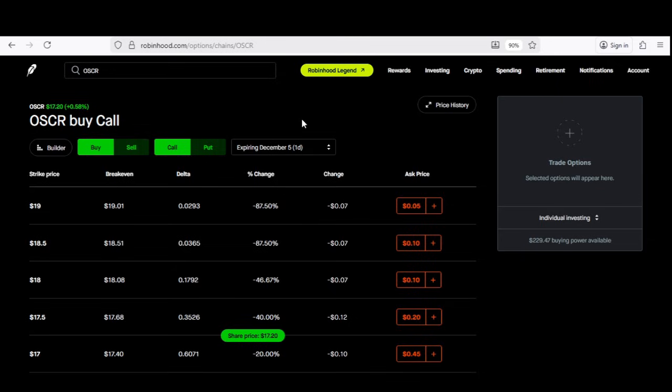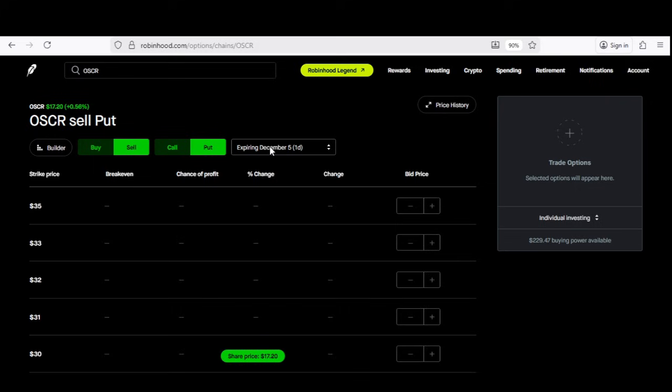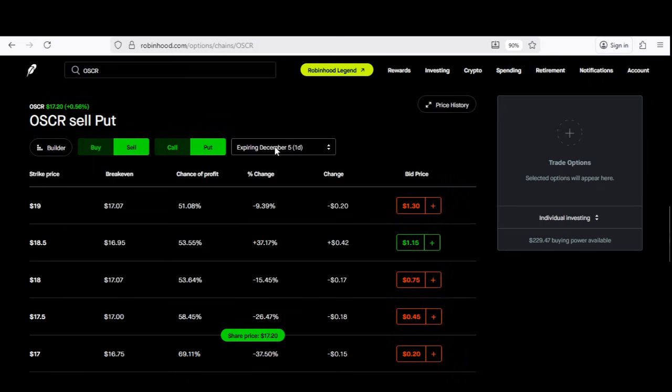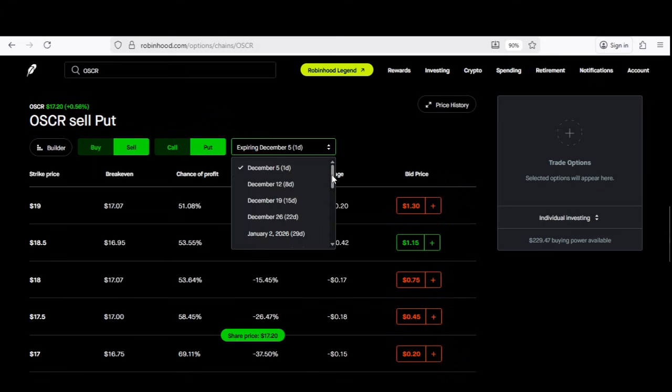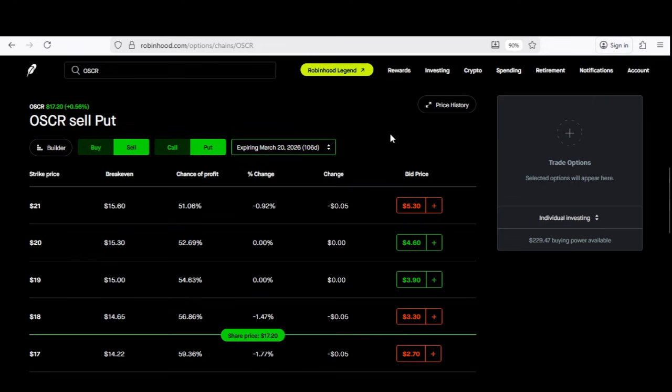So strategy number 1, we're going to go to sell, we're going to go to put, and we're going to choose our expiration date. We're going to be looking for something around 90 days in order for us to get this first option strategy going. The closest to 90 days we have is going to be March 20th, 2026, around 106 days. We're going to work with that for now because that is the closest to 90 days.